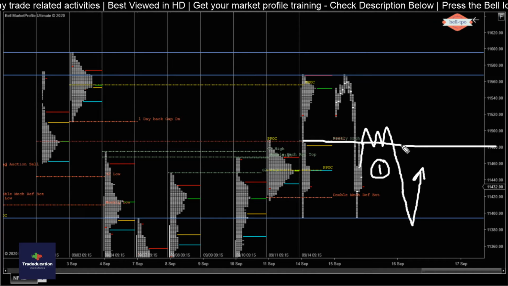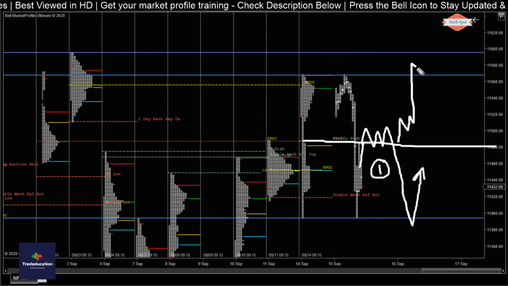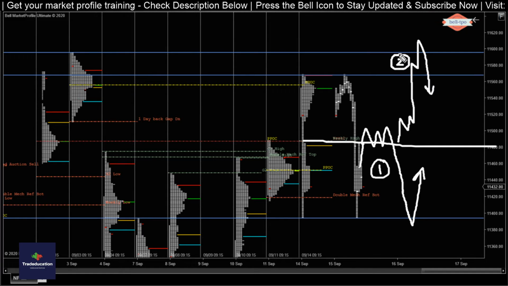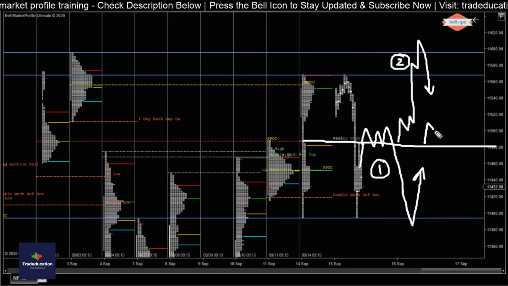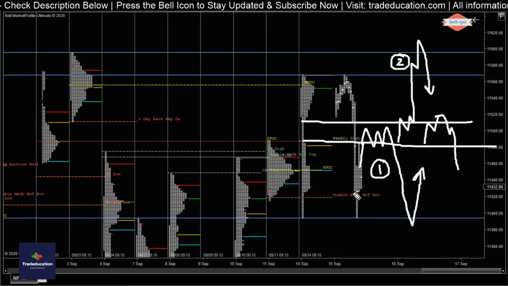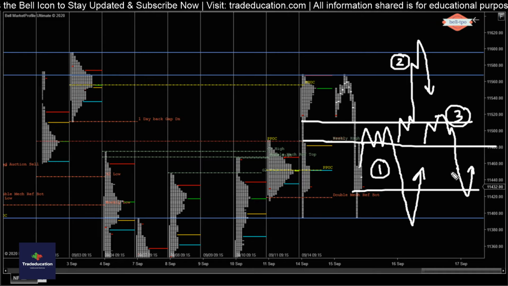The second auction development path which I'm seeing is it opens around the single print zone. It tags the high, and then again tags the high, and then it reverses. The third auction development path which I'm seeing is it goes higher, and around this level is where some sort of exhaustion is seen, and again it goes lower, so a sort of balancing or an inside day is what I'm expecting this auction to develop. So these are the three auction development paths which I'm seeing today, and the market will open in the next 50 seconds.